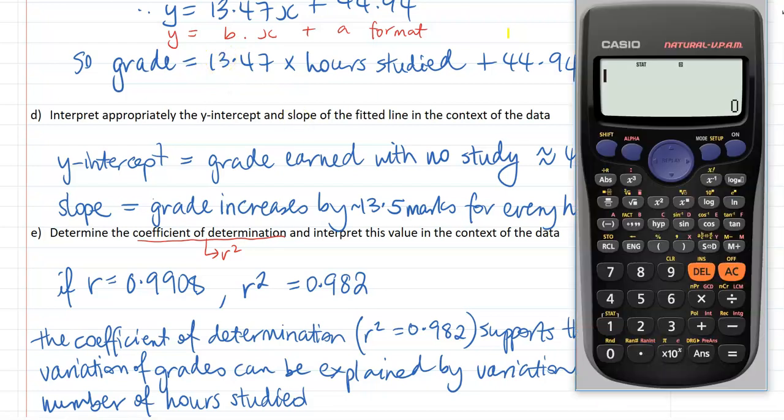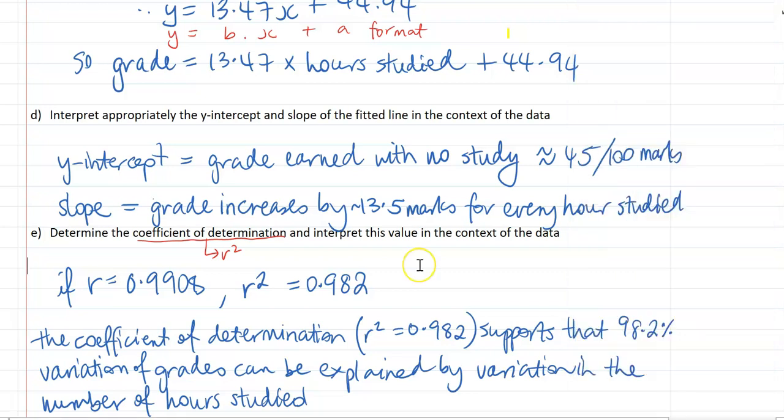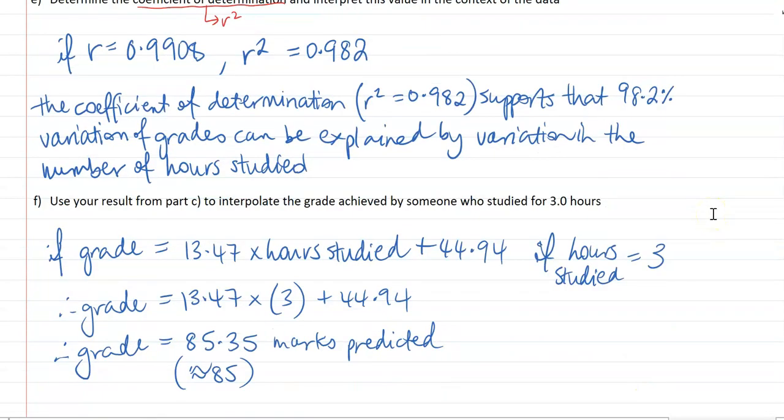For part E, we can go back to our calculator, access our stats functions underneath reg. Option 3 will give us our correlation coefficient, which is 0.9908. If I simply square that to get my coefficient of determination, I get 0.982-ish. So that coefficient of determination supports that a 98.2% variation of grades can be explained by the variation in the number of hours studied.